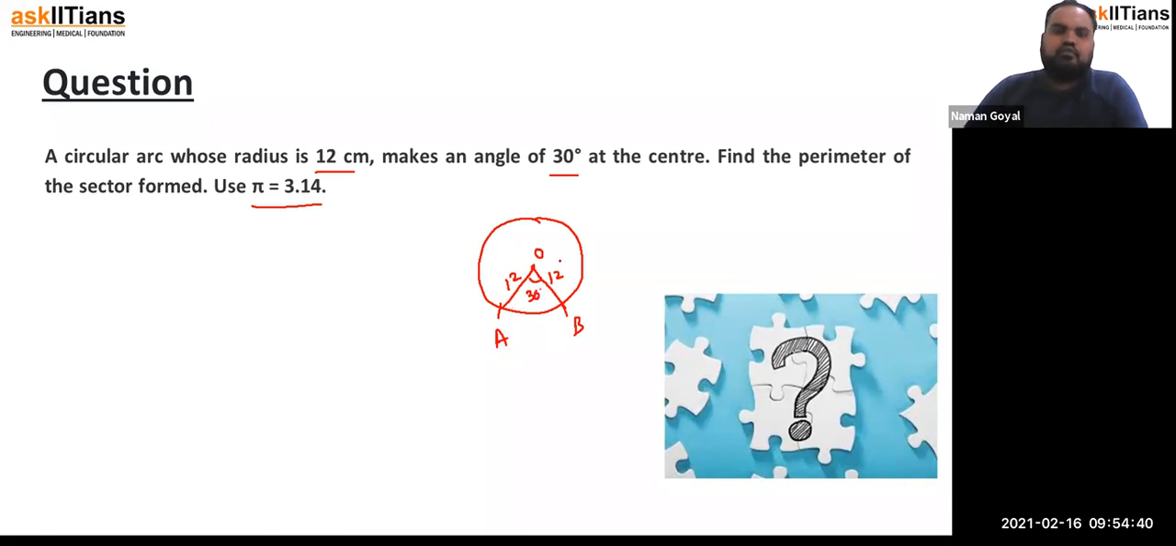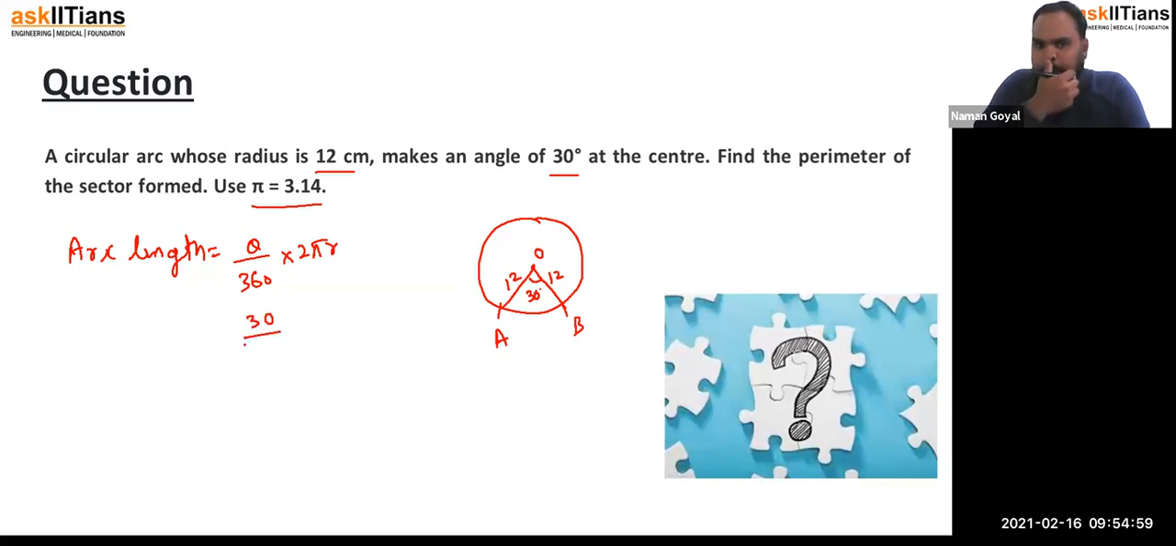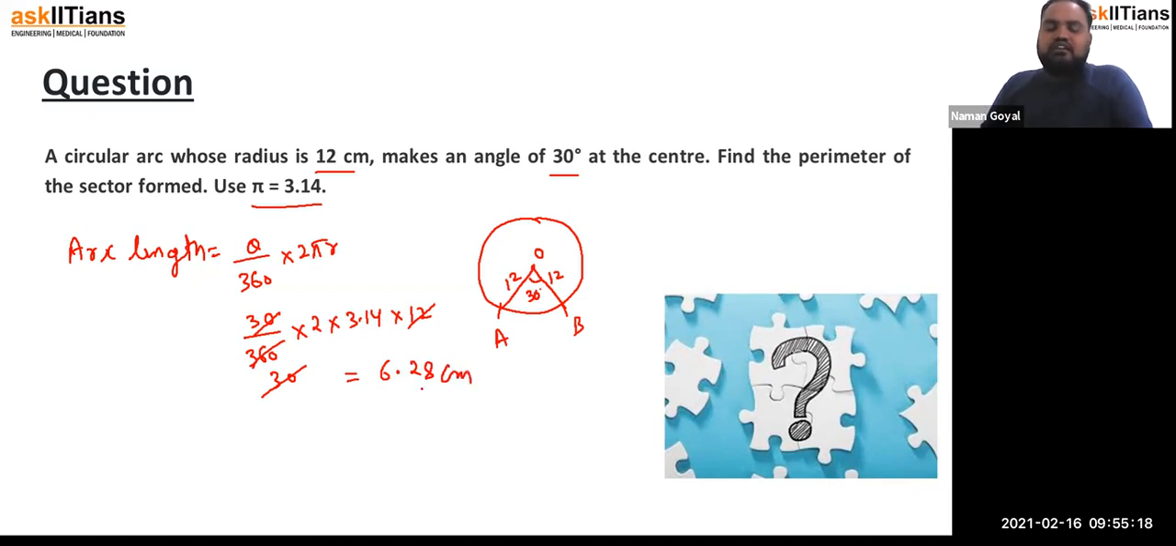30 degree. Okay, now as we know, first of all we are going to find out the arc length, which is theta upon 360 into 2 pi r, isn't it? Theta is 30, upon 360, into 2 into 3.14 into 12. Now 12 30s are 30, cancel, how much will it give? 6.28 centimeter. This is the arc length.